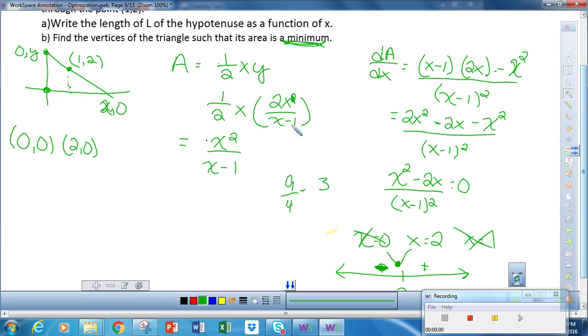2x times x minus 1. So if I put in a 2 here, I get 4 minus 1. I think that's right. So I get 0, 4 would be my vertices. I think that's right. My math may be a little off there, but the process is correct.